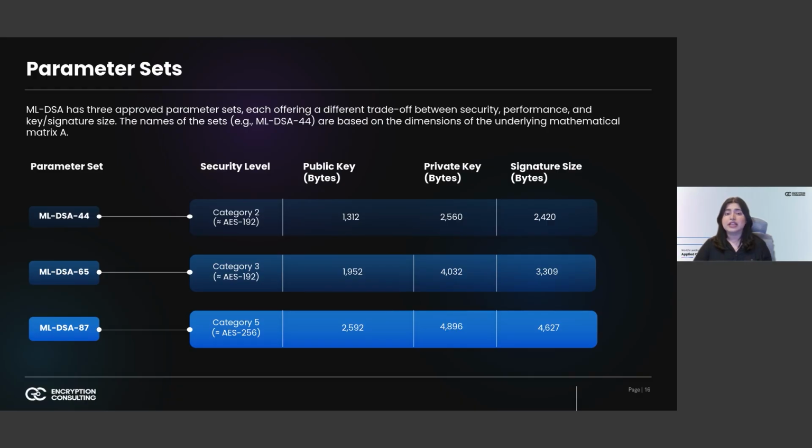Ultimately, your choice here is strategic. Higher security means larger data size, and ML-DSA 65 is the recommended workhorse for its strong balance.